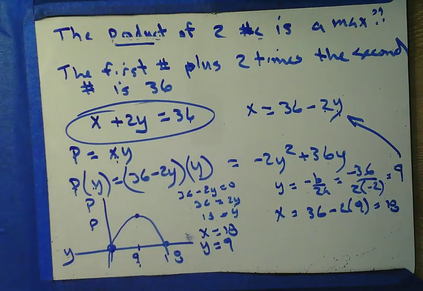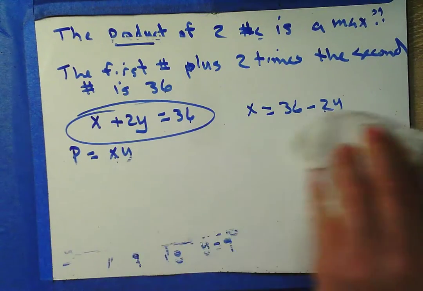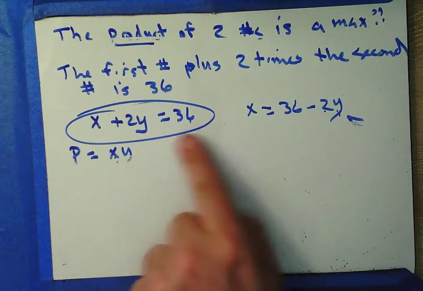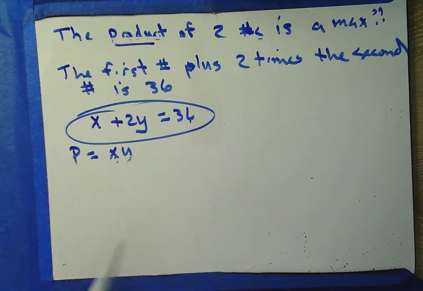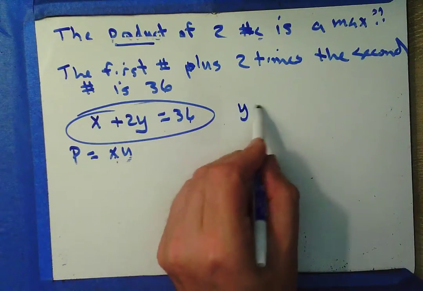I can hear one of you saying, Mr. Cooper, I find it very confusing to have these y's. Why didn't you do it with x's? Why did you solve this helping equation for x? I'll show you why now. So let's solve this for y equals.